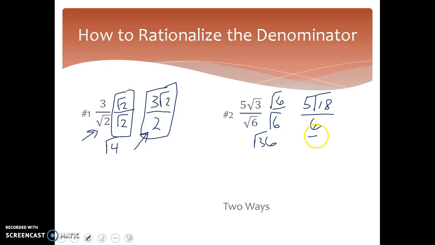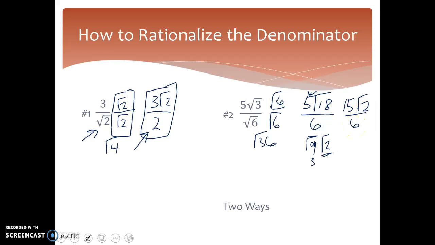We know that the square root of 18 is the square root of 9 times the square root of 2, and the square root of 9 is simply 3. So the 3 is on the outside with the 5, and we would take 5 times 3 to make it 15. We still have a square root of 2 here, and then that's all over 6.